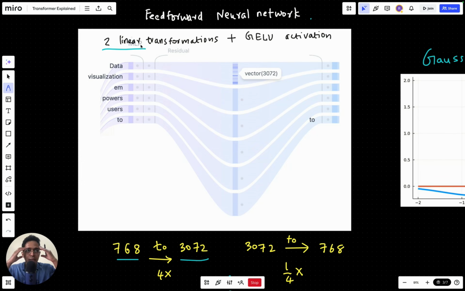I don't want you to visualize where this activation is happening and all that. But just understand that this vector, which was 768, is converted into 3072 over here. And then it is downscaled after activation back into 768. And this is done for all the 6 tokens. So there will be 768, 768, 768, 768, 768. Each of them is converted to 3072 and then scaled down by 1/4 back into 768.